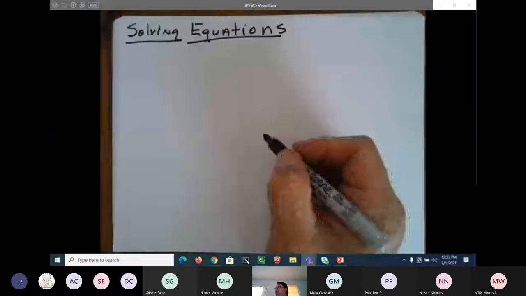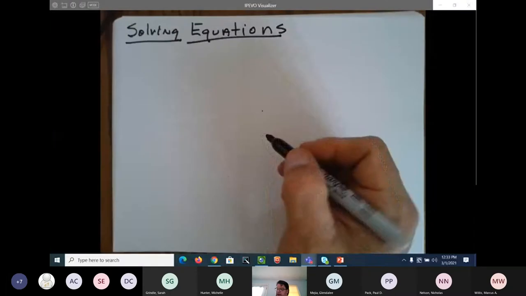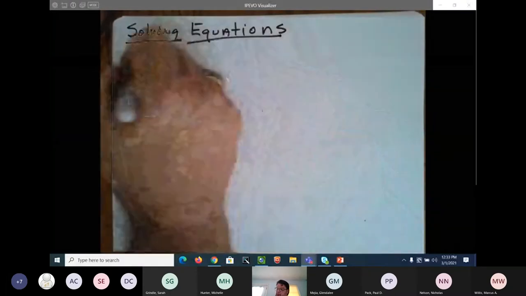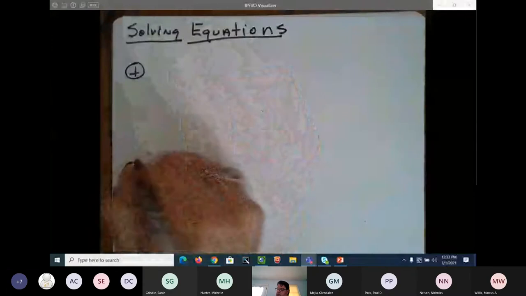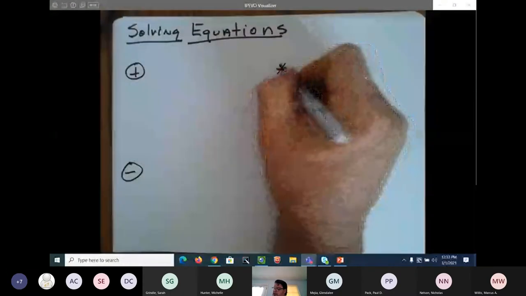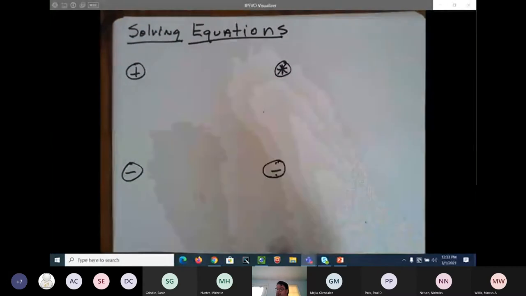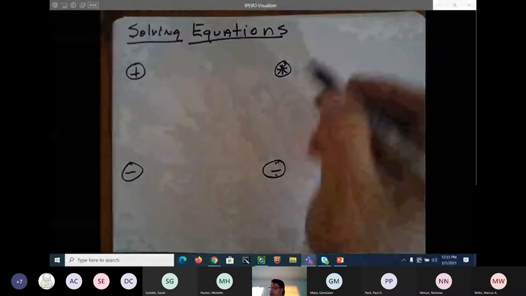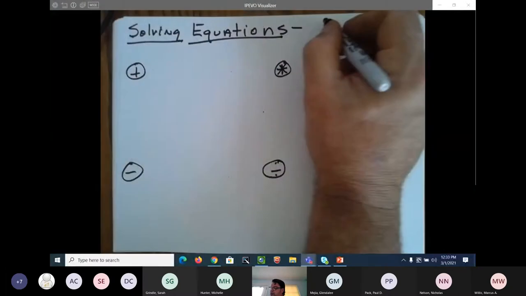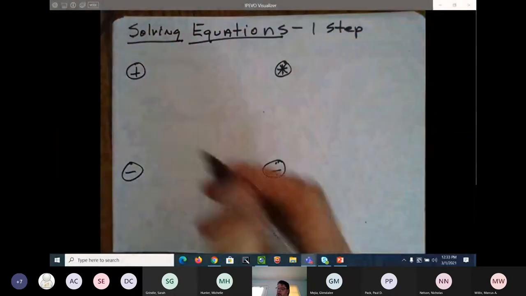Now, with solving equations, most of you can do the four basic equations. You've got addition, subtraction, multiplication, I'm going to put an asterisk, and division. Most of you can do these. These are one-step equations. We've got to start off crawling before we can walk. One-step equations. And here they are.